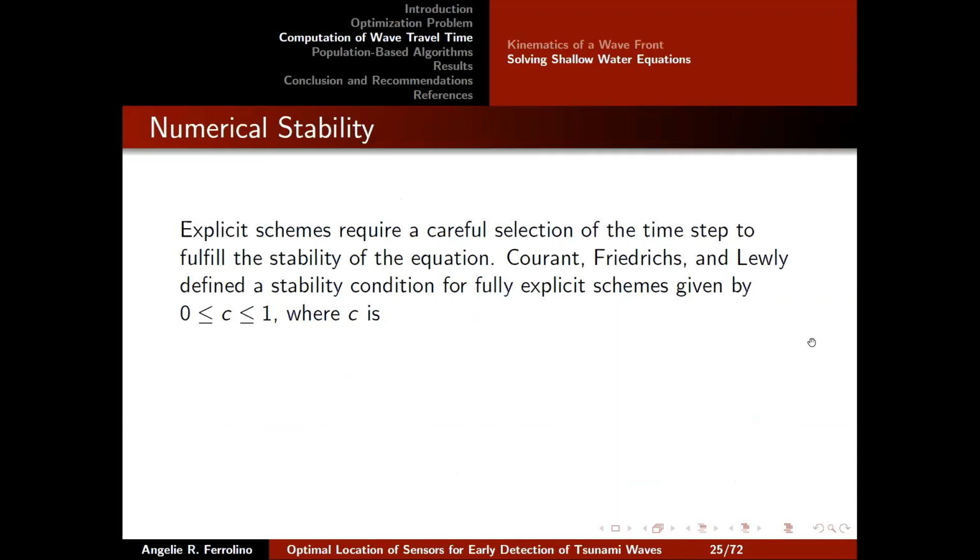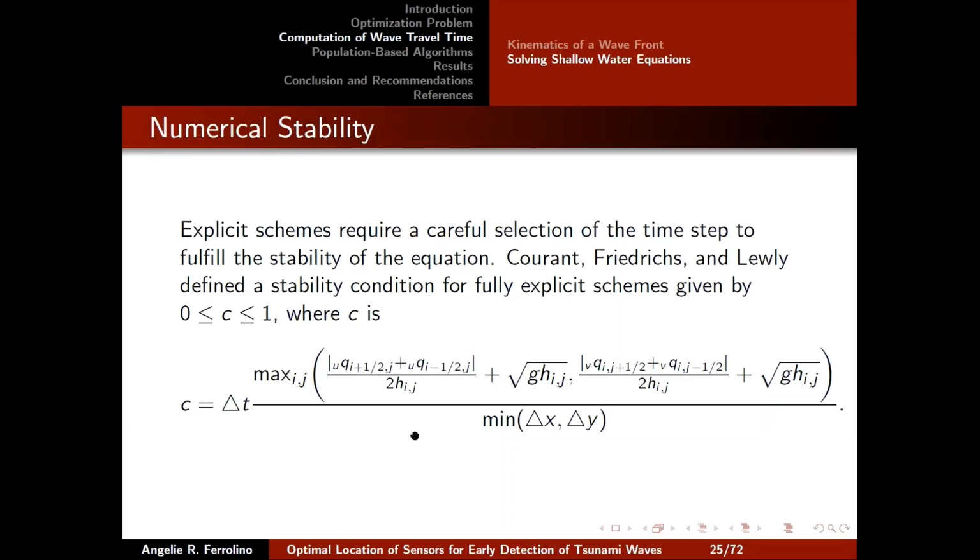In solving the shallow water equations, I use an explicit scheme, and because of that, we need to carefully select the time step to maintain numerical stability of the equation. Courant, Friedrichs, and Lewy defined stability conditions for fully explicit schemes given by this inequality here, where C is as such. By this equation, we can calculate delta t, and we can take C equals 0.5 to obtain the time step used for the numerical scheme.